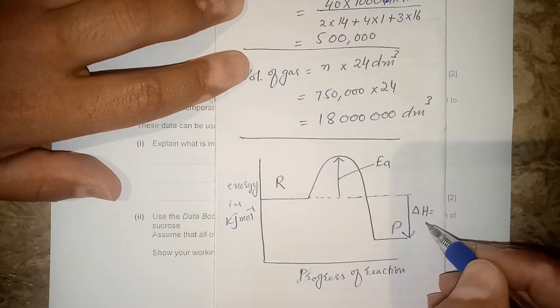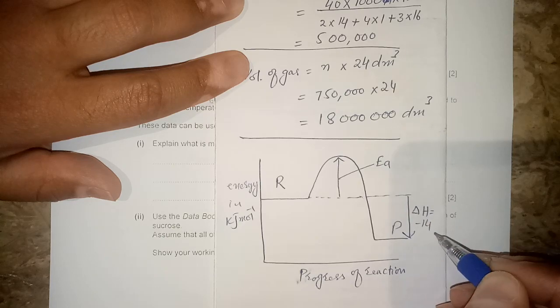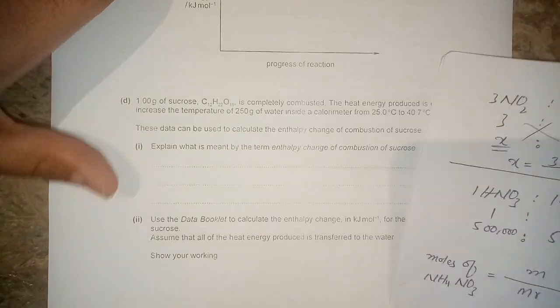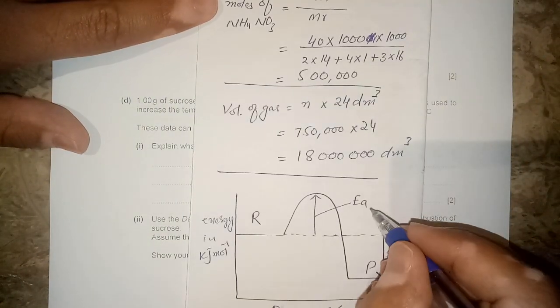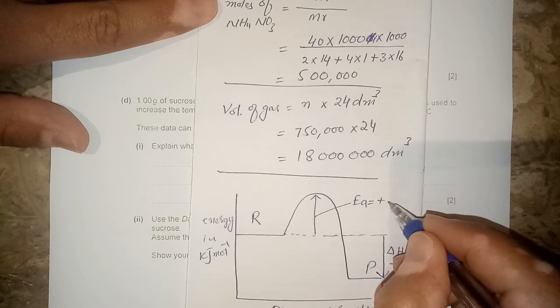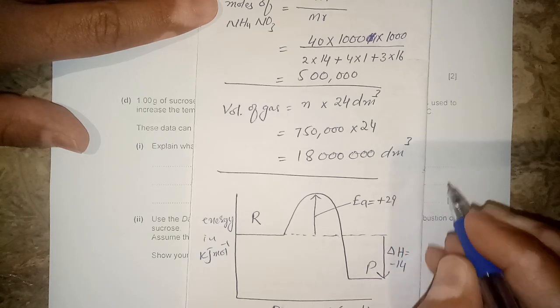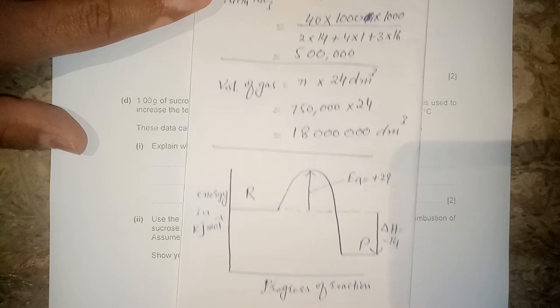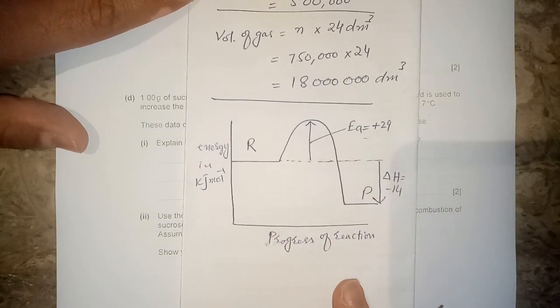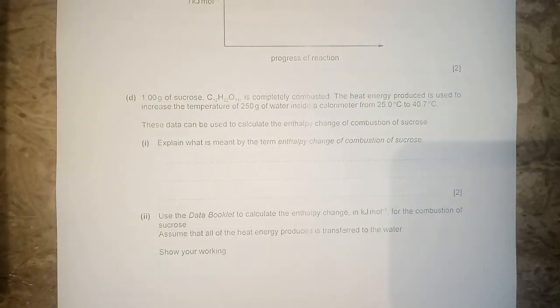And you may write the values, this is minus 14. And as it is for the reaction B, we know the activation energy, that is plus 29. Okay, so this is the energy profile diagram for reaction B.